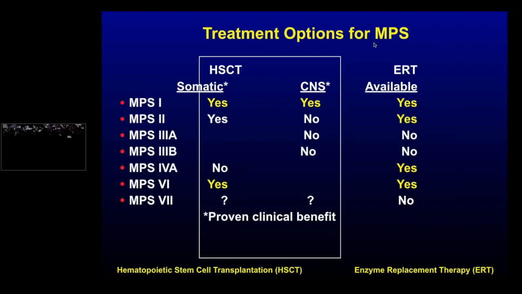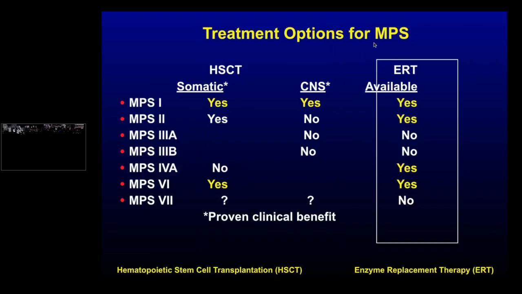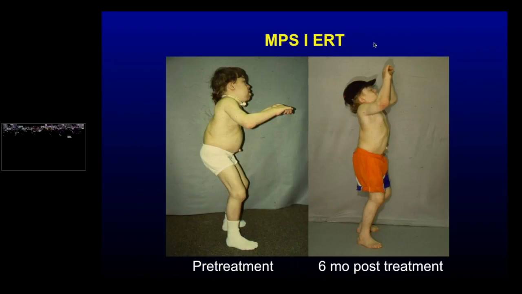In contrast, we now have IV enzyme therapy available for MPS I, II, IVA, and VI, and clinical trials are ongoing for VII and for IIIB in terms of enzyme replacement studies. So what happens with enzyme replacement? Here's actually the first patient ever treated with enzyme replacement therapy. It was an MPS I patient.